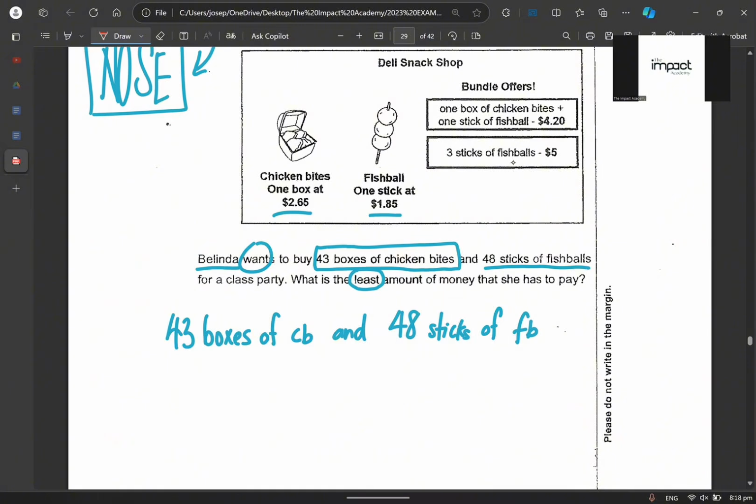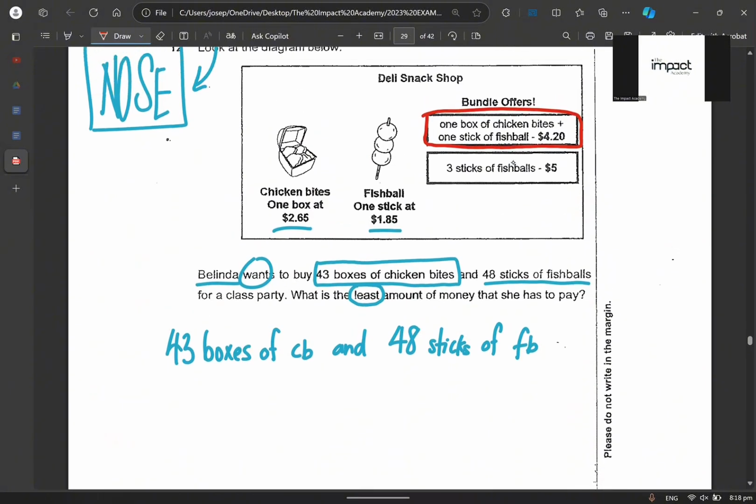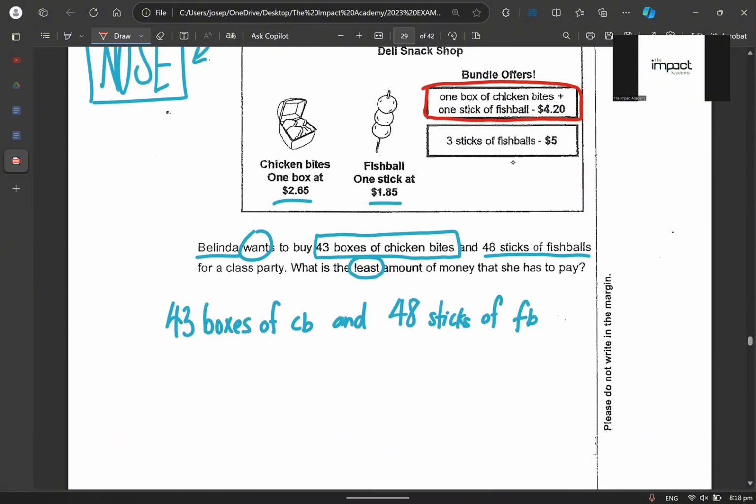So let me ask you a question, okay? Should we go with this first? Is it okay? Instead of 43, I'm going to go for 42. Is it okay if I go for 42 first? All right. So I'll go for 42 first, okay? Because well, let me explain to you. Let me show it to you first.